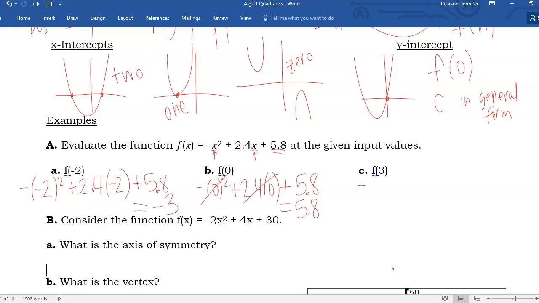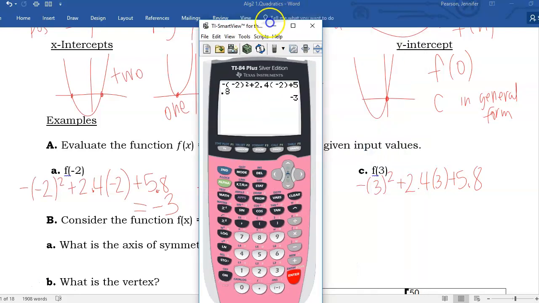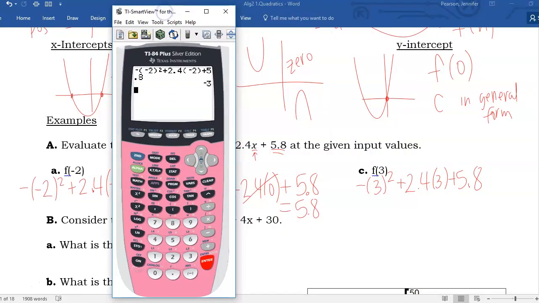And then one more, we're going to put in a 3 everywhere we have an x. And we can use our calculator if we want to, or order of operations if we don't have access. But I'm going to just type it in exactly like I see it. -3 squared, 2.4 times 3, and 5.8. That looks better. And I got 4.